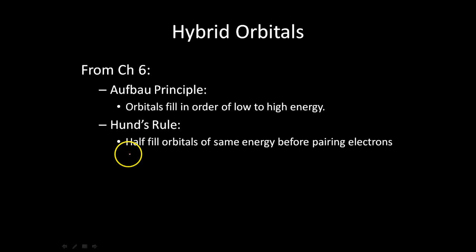And then we also had Hund's rule that says you fill up half the orbitals of the same energy before pairing the electrons in the orbitals. So you get all the plus 1/2 electrons before you start adding minus 1/2 electrons in a subshell.